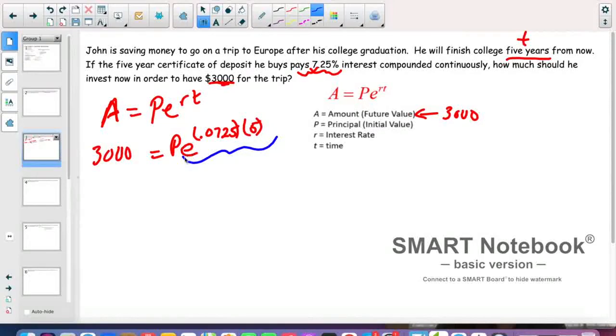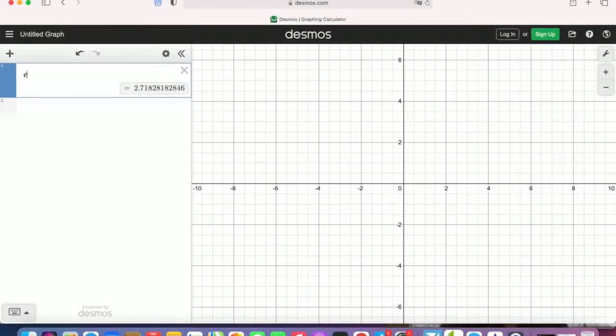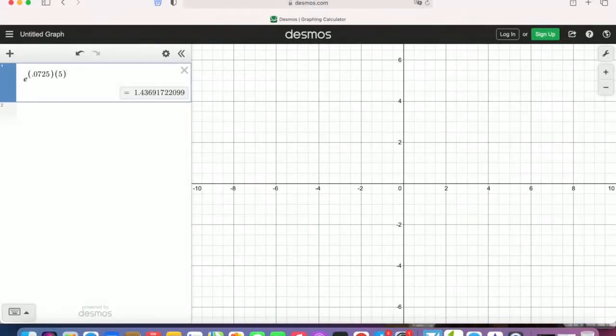So we need to figure out what e to the 0.0725 times 5 would be. So next I'm going to put that into Desmos. So here I am in Desmos. I put in e to the 0.0725, and then still as an exponent a 5 up there. And that gives me 1.4369. So I will round that to 1.437.